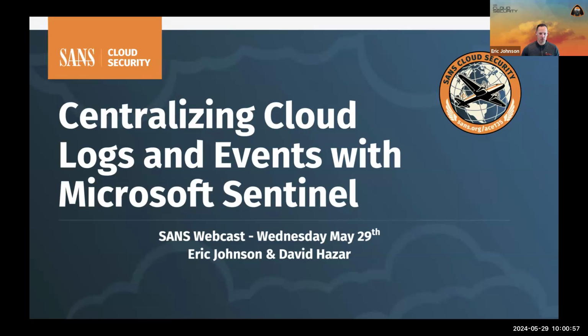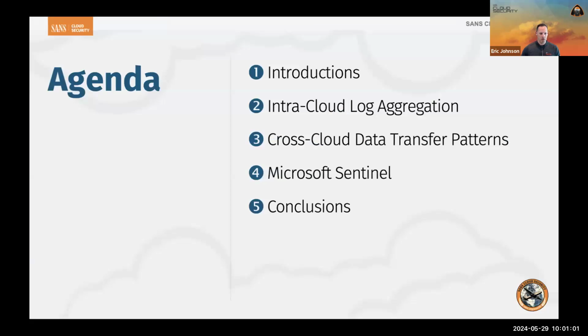With that, let's do some quick introductions here. After we do some introductions, I'll walk you through the intra-cloud logging aggregation. So that's really going to be focused on AWS and Google getting logs into a central bucket. And from that bucket, we'll then talk about the cloud data transfer patterns that we can use to get those moving from that cloud over into Sentinel.